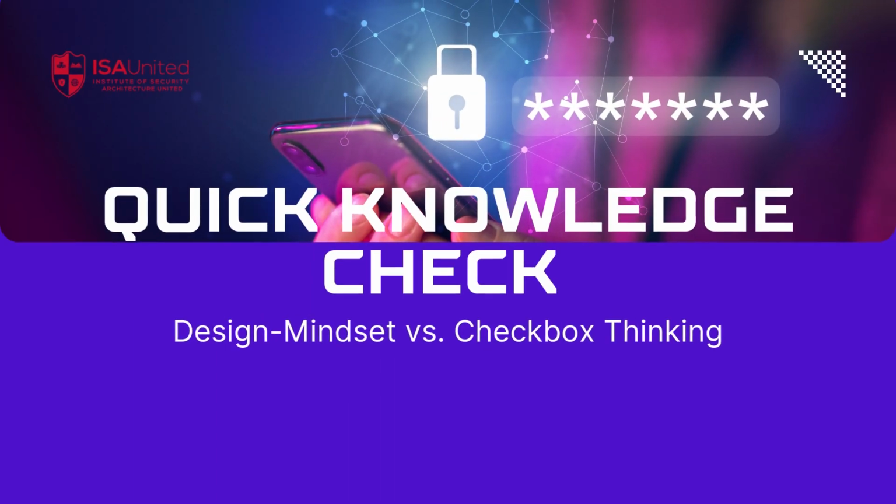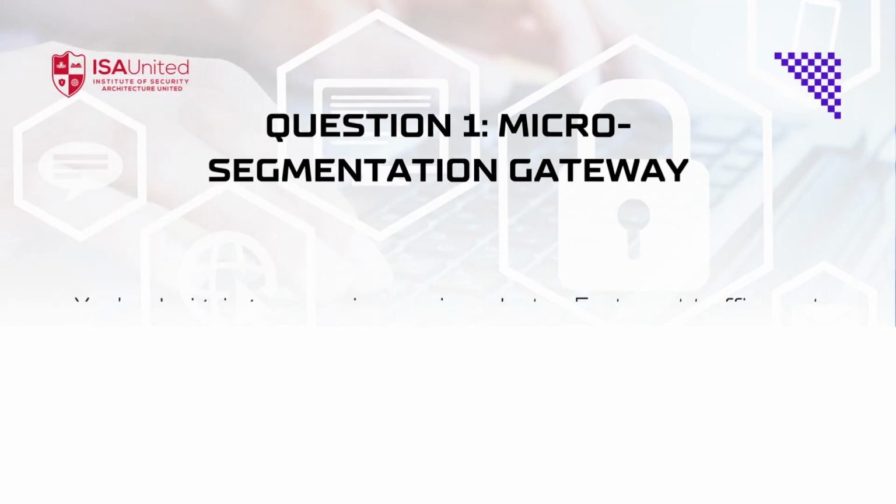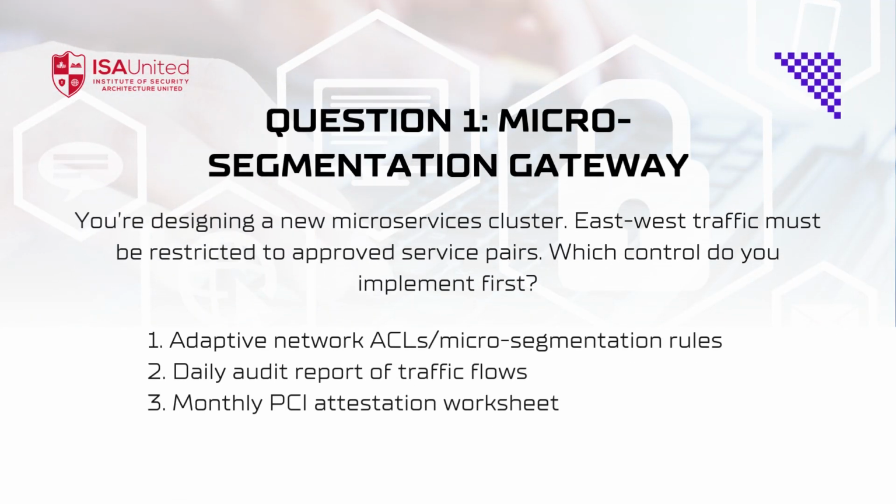Design mindset versus checkbox thinking. All right, let's shift from definitions to real design decisions. I'll give you 3 quick scenarios. After each one, decide which control type or concept you would implement first as an architect or engineer. Ready? First question: microsegmentation gateway.